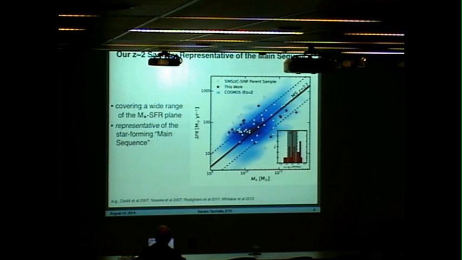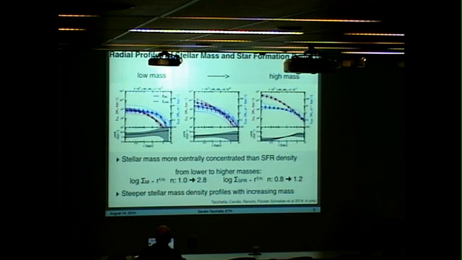So our sample consists of 22 galaxies, and you can see that they cover a wide range in stellar masses and star formation rates at the redshift of 2. They have star formation rates from about 20 to 400 solar masses per year, and stellar masses from a few times 10 to the 9 to a few times 10 to the 11 solar masses. You see that they form a representative sample of the main sequence at the redshift of 2. So let's go straight to some results.